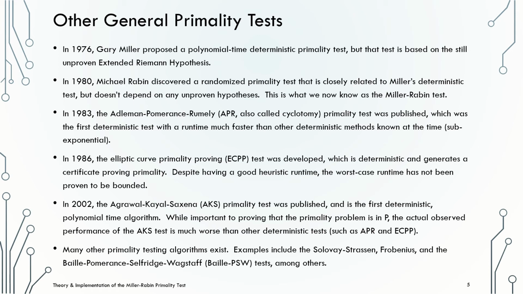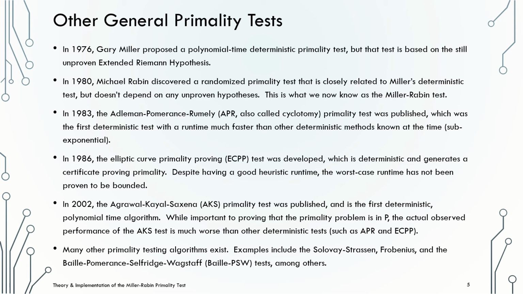These other 3 tests, APR, ECPP, and AKS, were all somewhat important. APR being the first that was much faster. It was sub-exponential, unlike other known deterministic algorithms at the time. ECPP is important because it has a very good heuristic runtime, and it generates a certificate proving primality, but the worst case runtime has not been proven to be bounded.